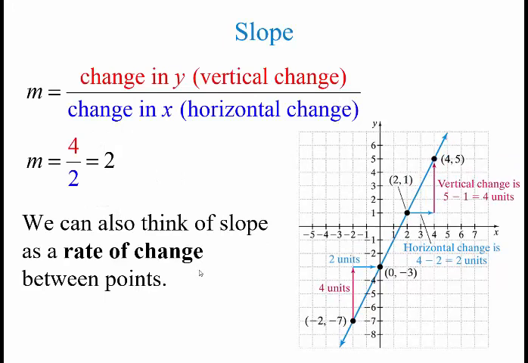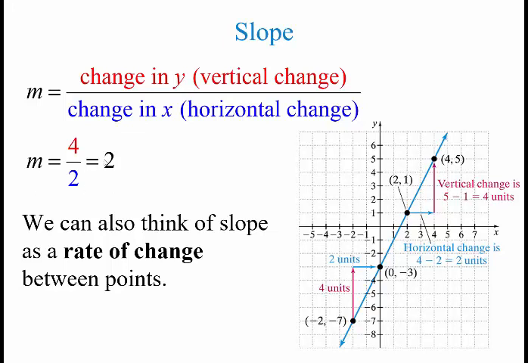So the slope here, remember how I said the vertical change is that Y? The slope is the change in Y divided by the horizontal change, or the change in X. So my slope M here: the change in Y, the vertical change, was 4 units, and the change in X, the horizontal change, was 2 units. So 4 divided by 2 gets me 2. We can also think of slope as a rate of change between the two points.